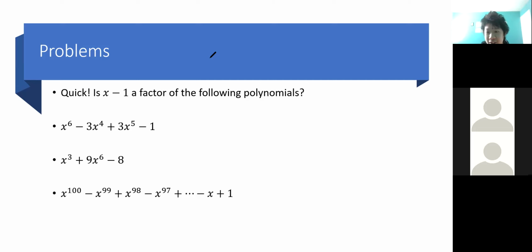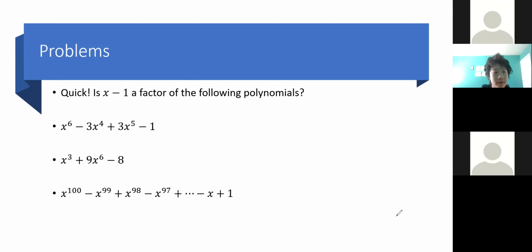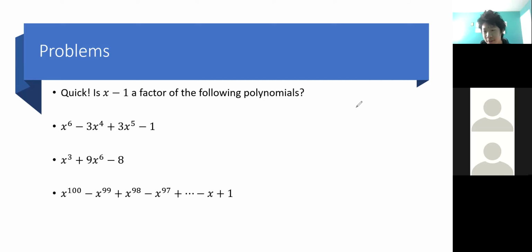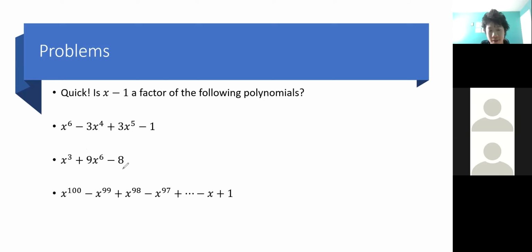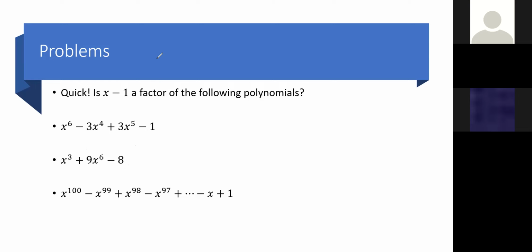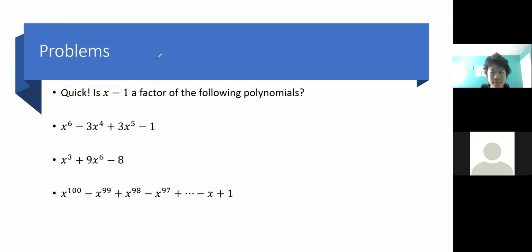All right, first one. Any volunteers for the first one? Jenny, what do you think? Yes, it is, because 1 minus 3 plus 3 minus 1 is 0. Good. Any other volunteers for the second one? Chloe. No. Good, because you can see we have 1 plus 9 minus 8. That's 2, so no. The last one. Jonathan, the last one?